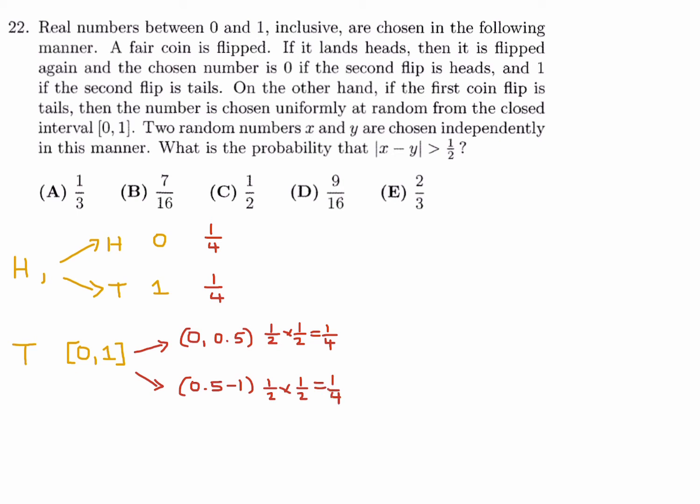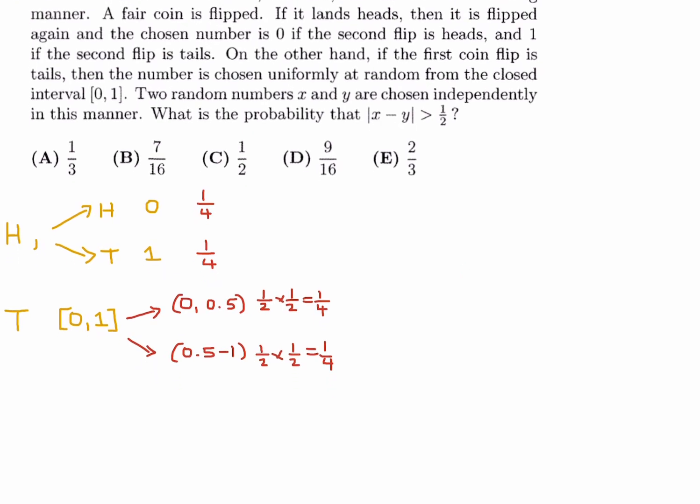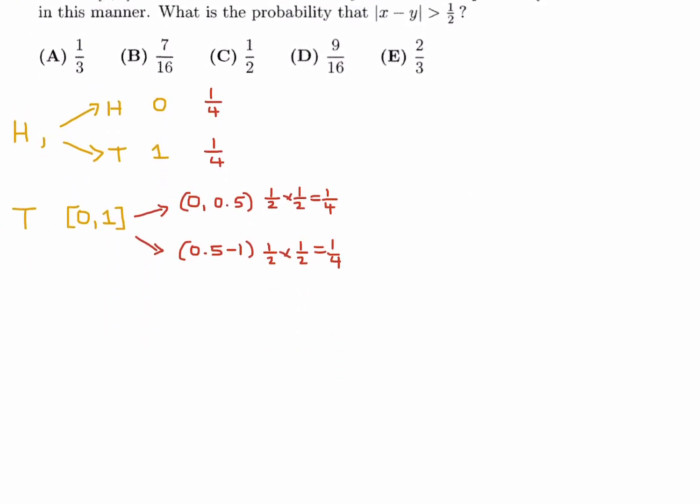So now what we do is we make a table, and the table will help us figure out this little inequality, whether the absolute value of x minus y is greater than a half or not.